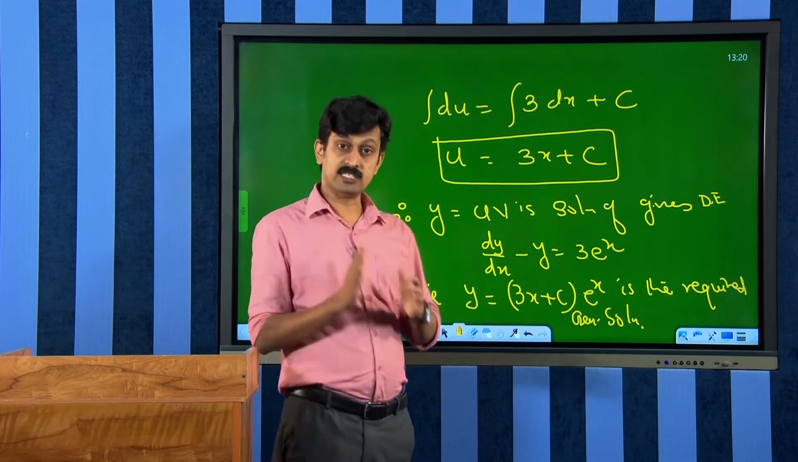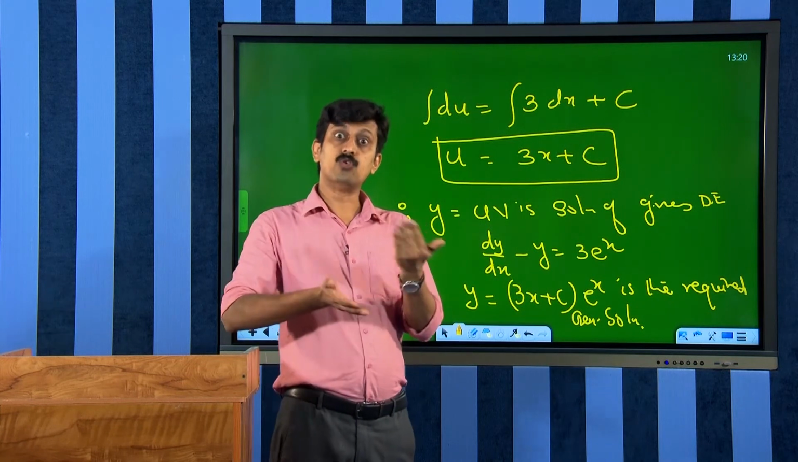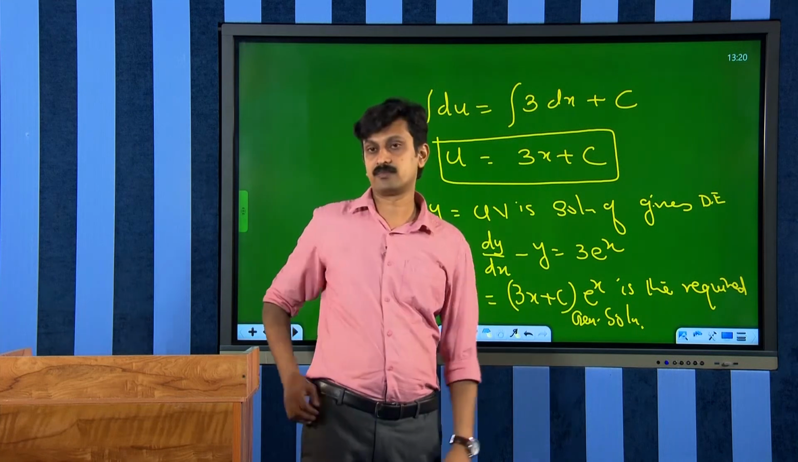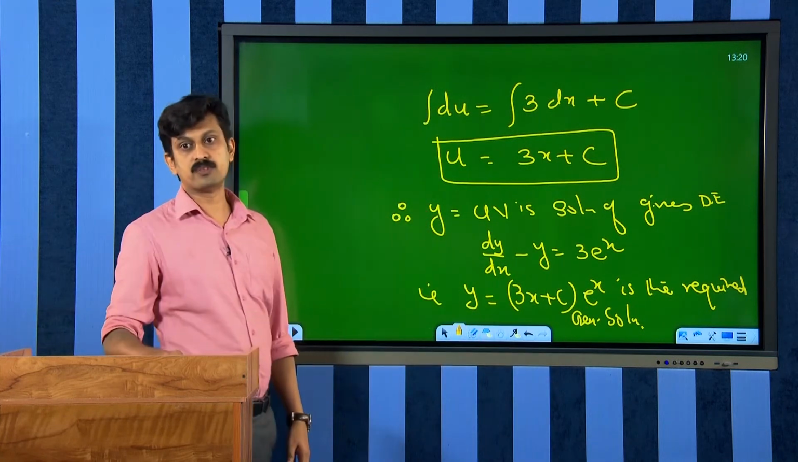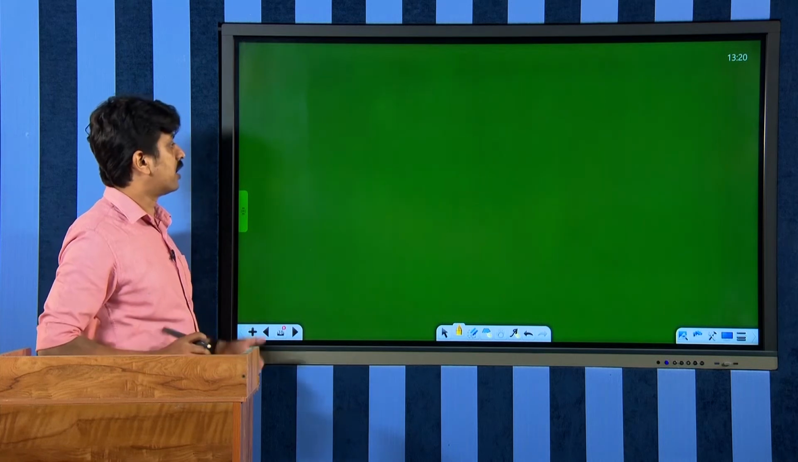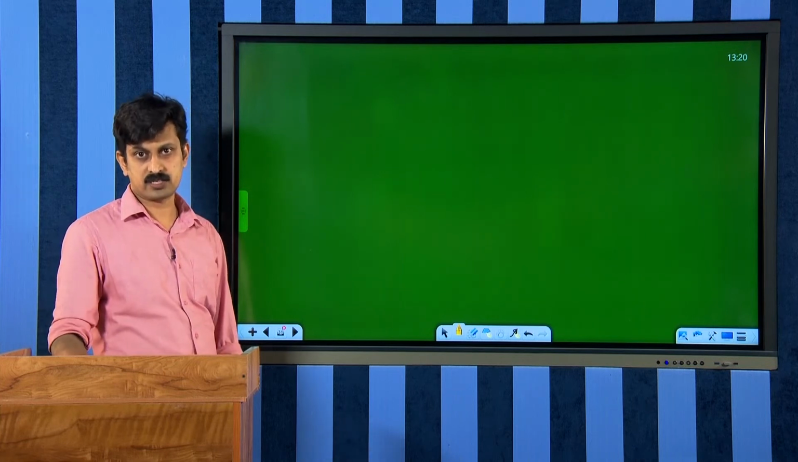Here in this question we did not mention v, but actually v is the solution of the homogeneous part, that is e raised to x. So, that is the general solution of the given differential equation. Okay, my dear students, this is an alternate method to solve a linear differential equation.